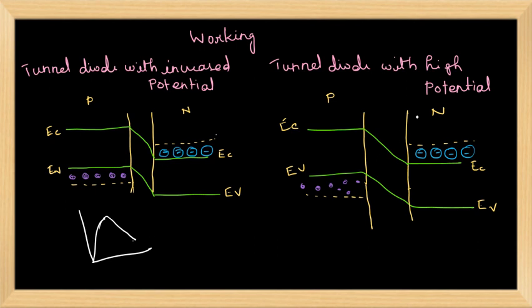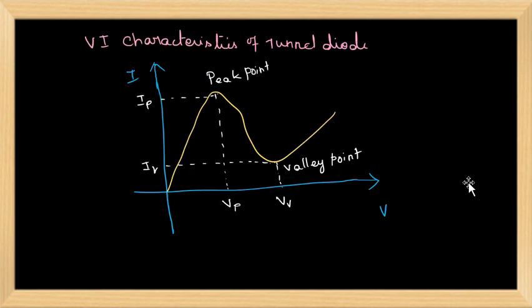When the voltage is increased, the valence band and conduction band do not overlap. This makes tunnel diode operate same as the PN junction diode. That is, when the applied voltage is more than the barrier potential, forward current starts flowing through the diode. Now the VI characteristics will look like this. It will start to decrease, and after that point it acts as a normal PN junction diode. So this is the VI characteristic of the tunnel diode.